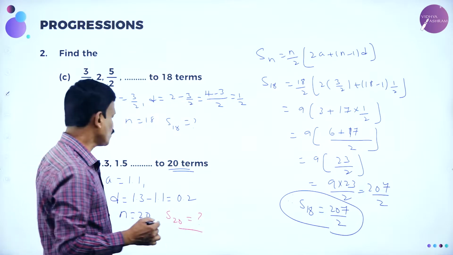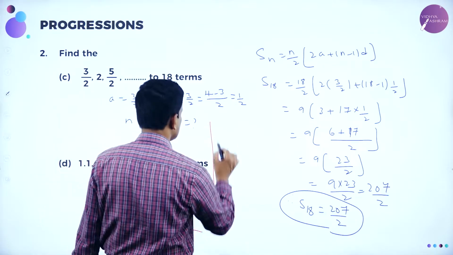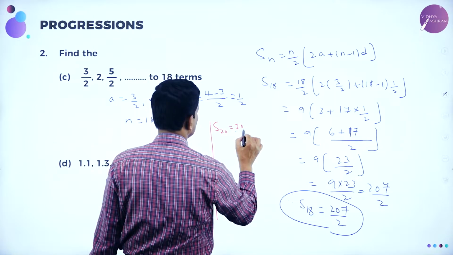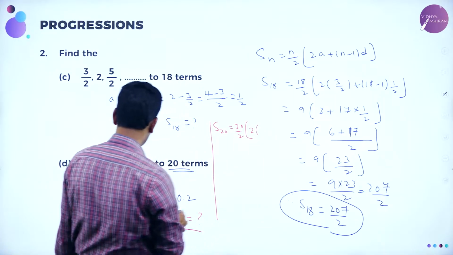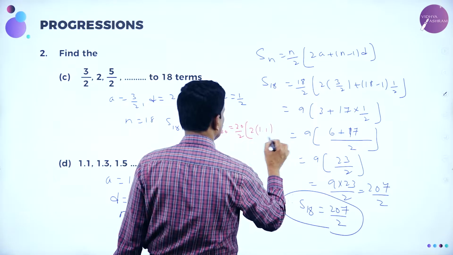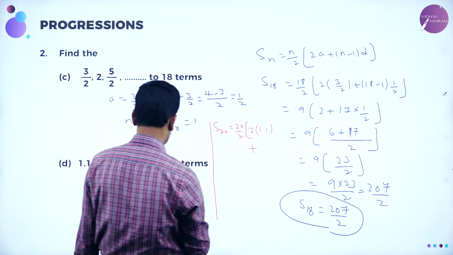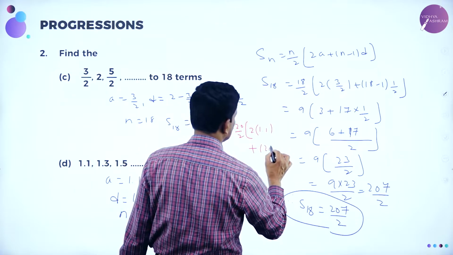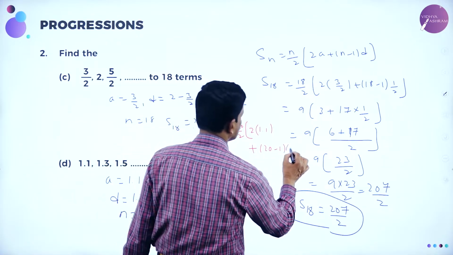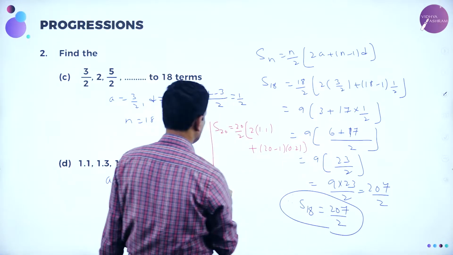As usual, write down the formula for S20. S20 is equal to N by 2, 20 by 2 into 2 times A. What is A? A is 1.1. 2 into 1.1, 2A plus N minus 1, N is 20 minus 1 into D. What is D? D is equal to 0.2. That's it. Simplify this. You will get the answer.